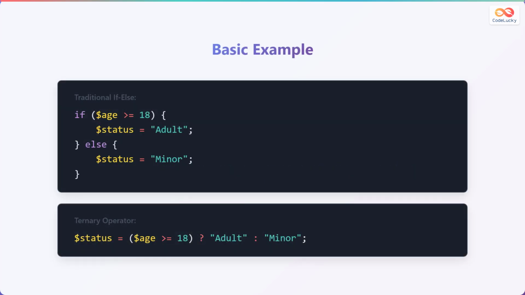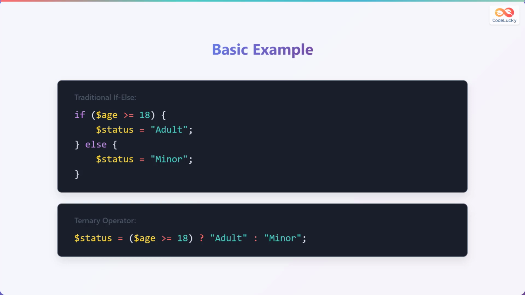Let's look at a basic example to see how the ternary operator works. Consider a traditional if-else statement where we check if a person's age is greater than or equal to 18. If it is, we assign the string adult to the variable status. Otherwise, we assign the string minor.